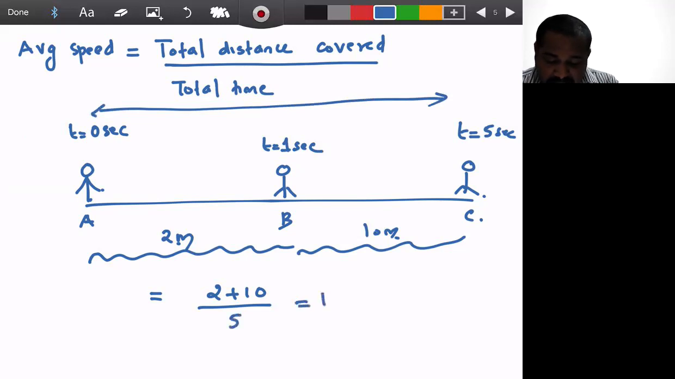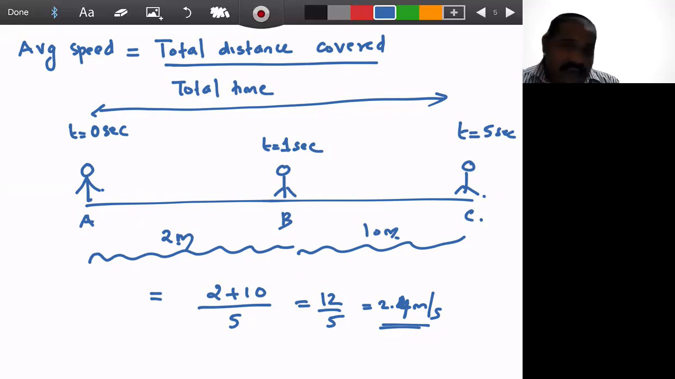So that is going to be 12 divided by 5. What is that? It is 2.2 meter per second. I mean 2.4 meter per second. So this is the average speed of this particle from A to C. Does it make sense? I hope you got it. So this is the concept of average speed.